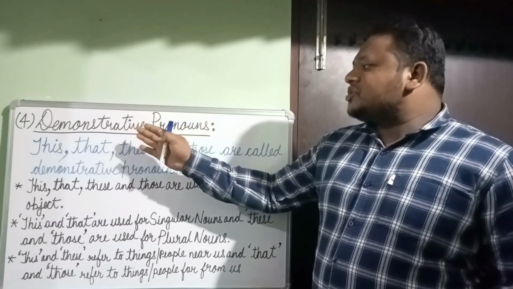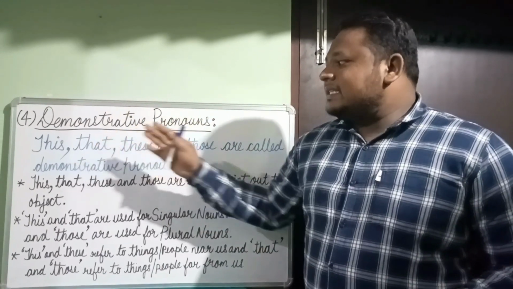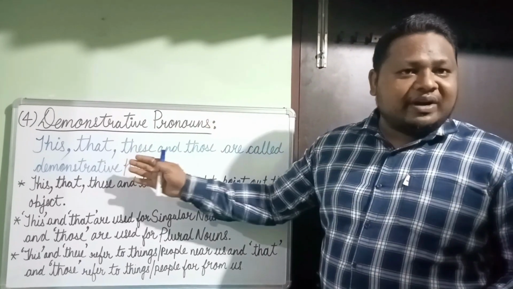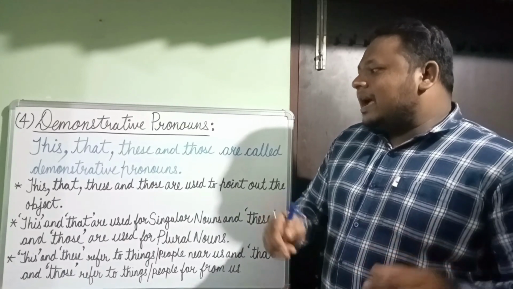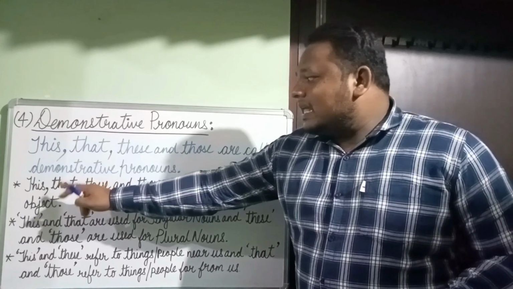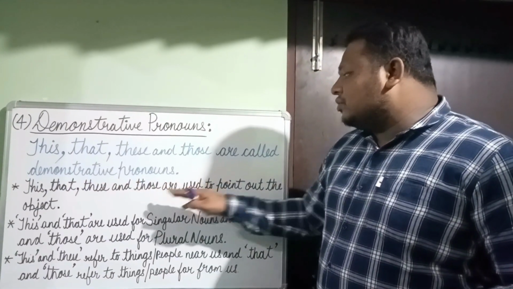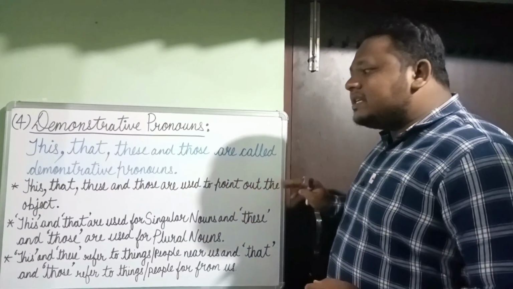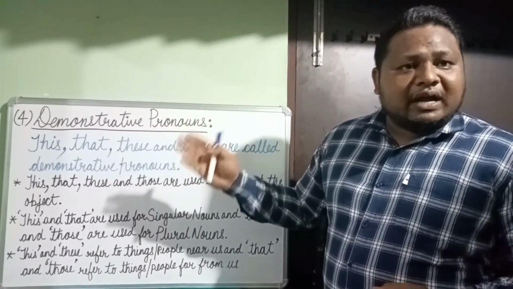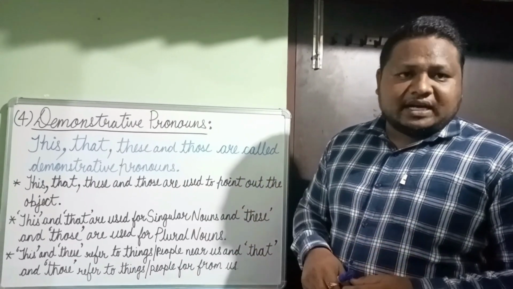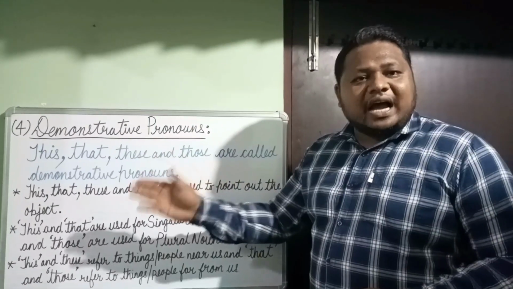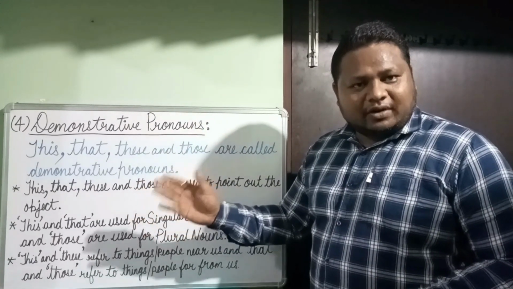Number 4, demonstrative pronouns. This, that, these, and those are called demonstrative pronouns. Now let us see some important points about demonstrative pronouns. Number 1, this, that, these, and those are used to point out objects. I can say, that is my pen. Those are my students.